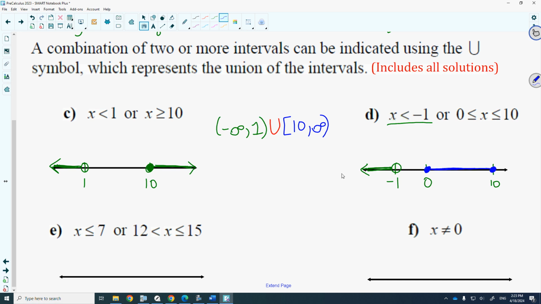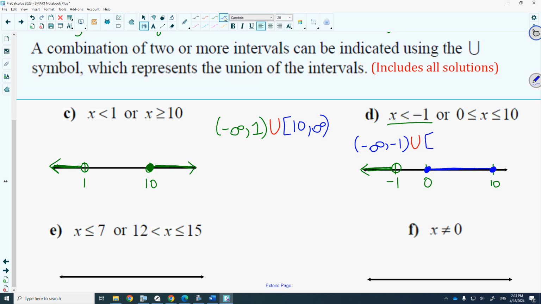Okay, so you're going to start at the left side, and you're going to go to the right, and you're going to write your solution. So we're going to go from negative infinity to negative 1. So round bracket, negative infinity, comma, negative 1, round bracket. So that will take care of this. And then we're going to have union. We want 0 to 10 in square brackets. Okay, so that's including the solution here and over here.